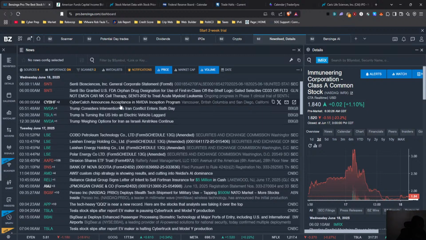Let me see. CyberCatch announces acceptance in NVIDIA Inception program. FDA, so SNTI. What is that? SNTI. Is that up right now?